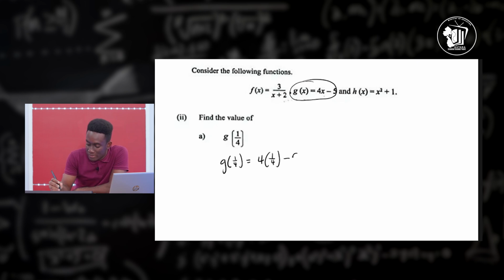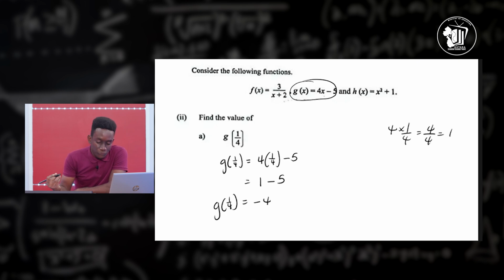4 multiplied by 1 over 4 gives us 4 over 4, which is simply 1. So this will be 1 minus 5, which has a value of negative 4. So g of 1 over 4 is equal to negative 4.